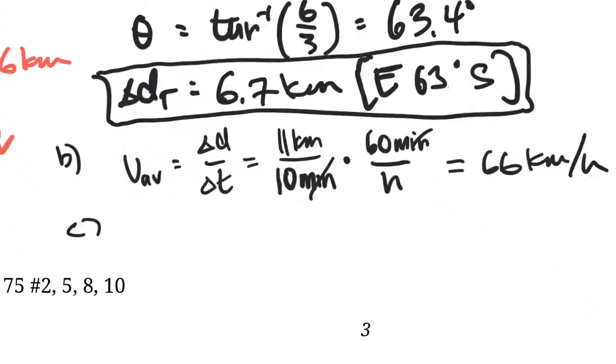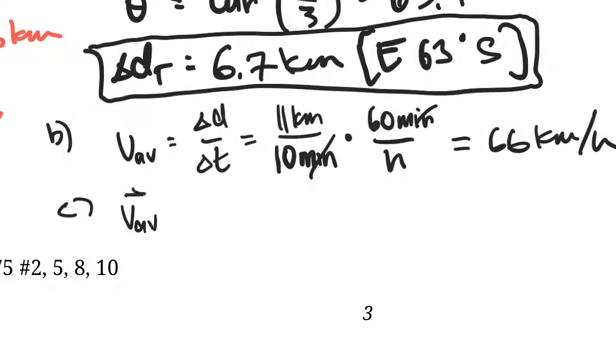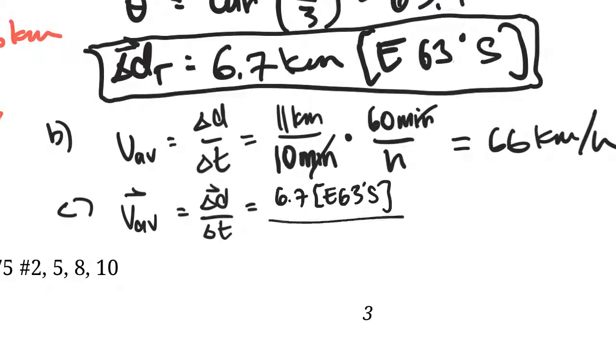So remember what velocity is. It looks very similar, but the velocity has the arrow over it. It's the displacement over time. And oh, I missed something. For my final answer for displacement, it should have the arrow over it like that. So our displacement, we just calculated, is 6.7 east, 63 degrees south. And then the time is the same, still 10 minutes, right? And again, we're going to convert that to kilometers. Oh, sorry, I missed the kilometers here.